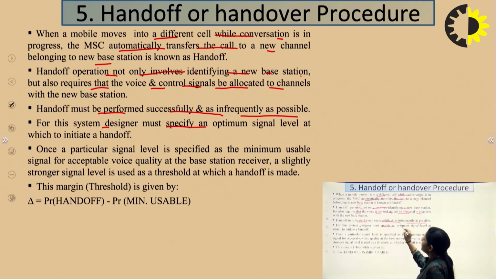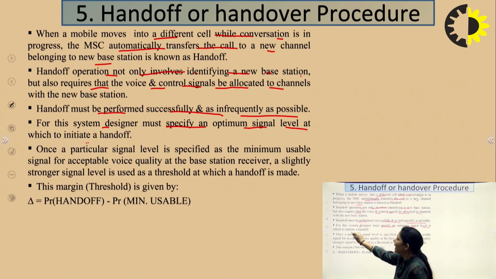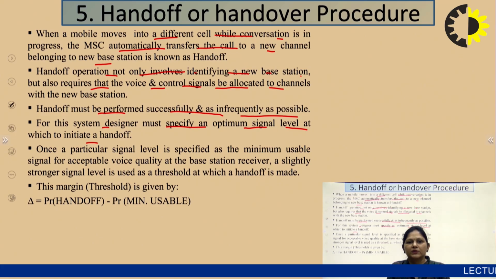For this, the system designer must specify an optimum signal level at which handoff is to be initiated. The handoff depends upon the power. If our signal power keeps on decreasing, our call will be terminated. So it is very important that this power is always monitored, so as to know when proper handoff is required, so that our call is not terminated, as well as frequent handoffs do not occur. Both these things have to be taken care of.